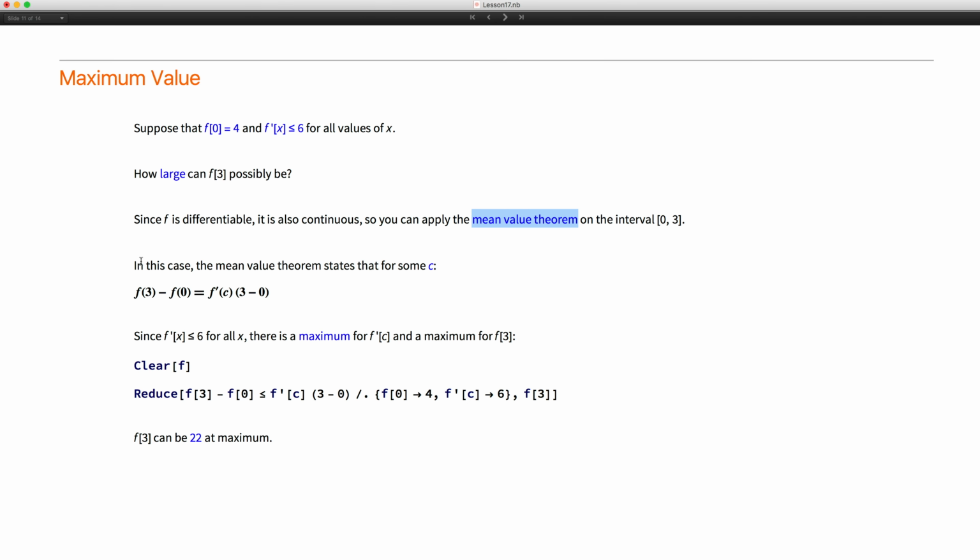The mean value theorem says that you have the equation f of 3 minus f of 0 is the value of the derivative at that point c times 3 minus 0. So you have a c with that property. Now, because you have f prime less than or equal to 6, you set up the equation which puts f prime c to be at most 6, and you solve it for f of 3, and you find that the value of f at 3 can be at most 22.